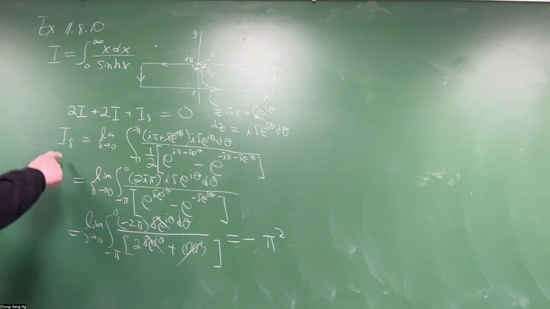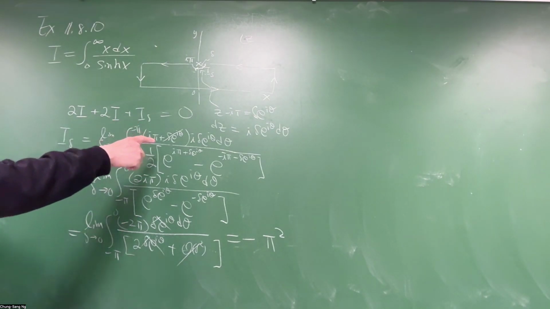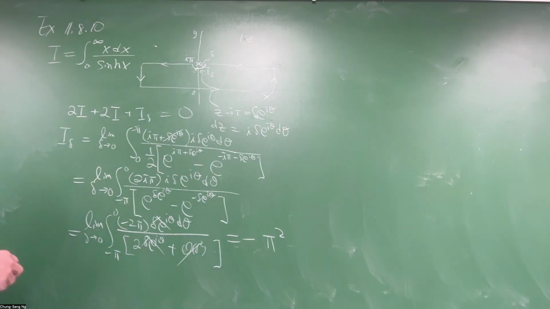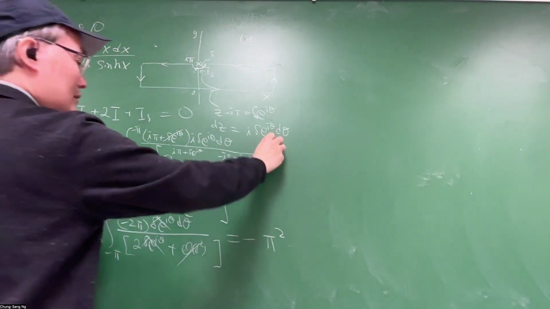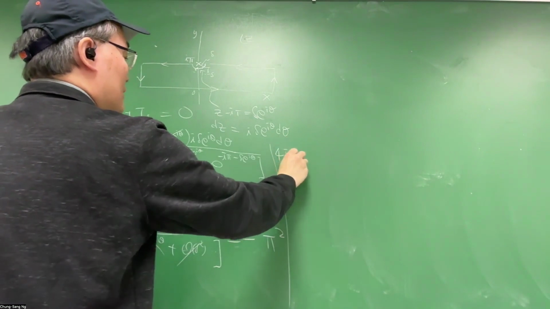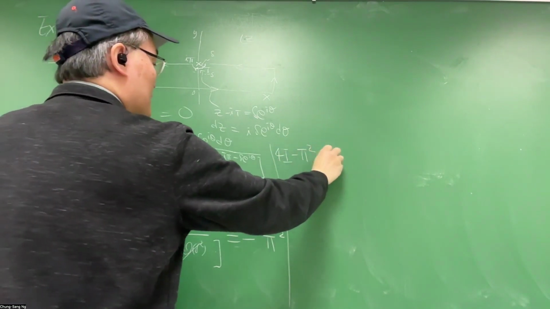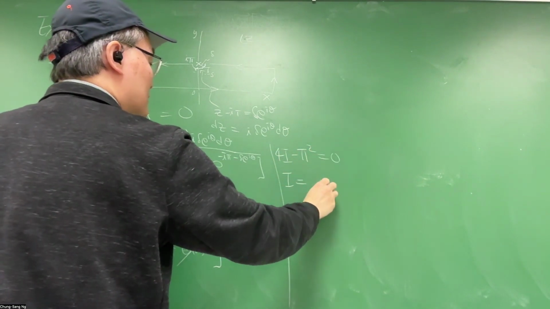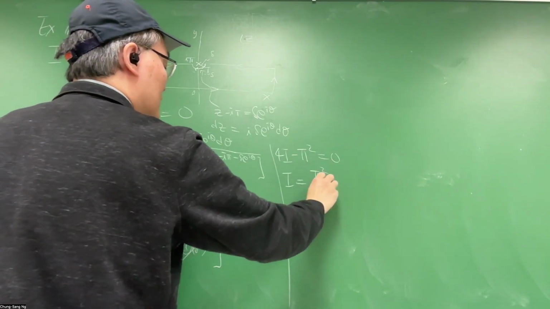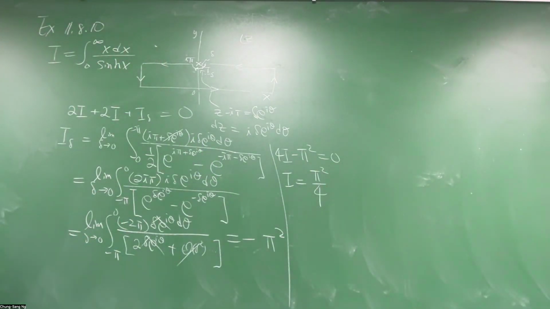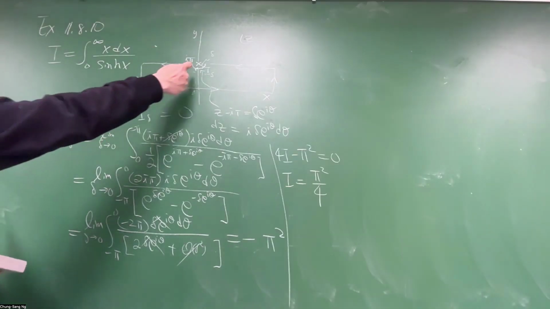All right, so that's I delta. So altogether it's just right here: 4I minus pi squared equals 0. So I is equal to pi squared over 4. Okay, yeah, pi squared over 4. Yeah, your textbook goes up.